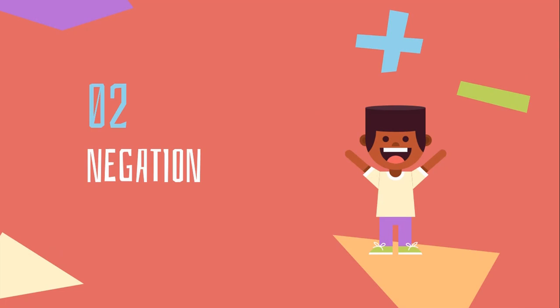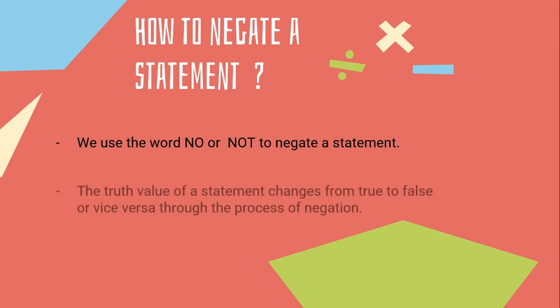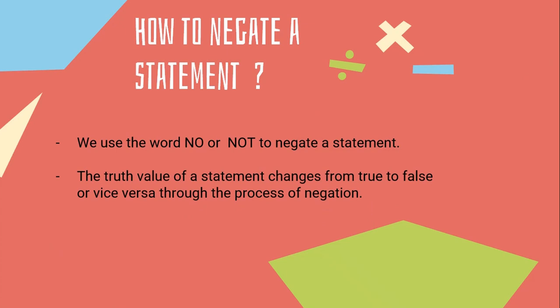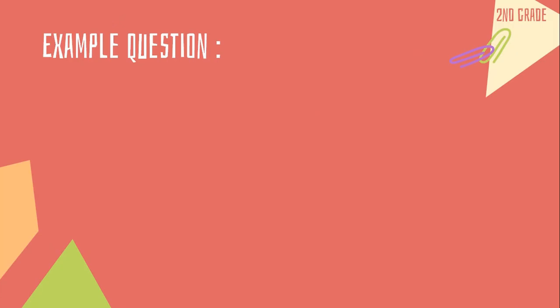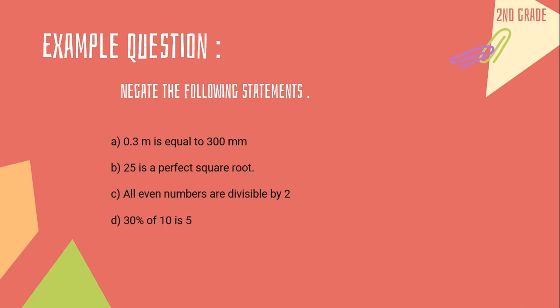Now, let's move on to negation. How do we negate a statement? We use the word no or not to negate a statement. The truth value of a statement changes from true to false or vice versa through the process of negation. So for example, we have 4 questions. So negate the following statement.